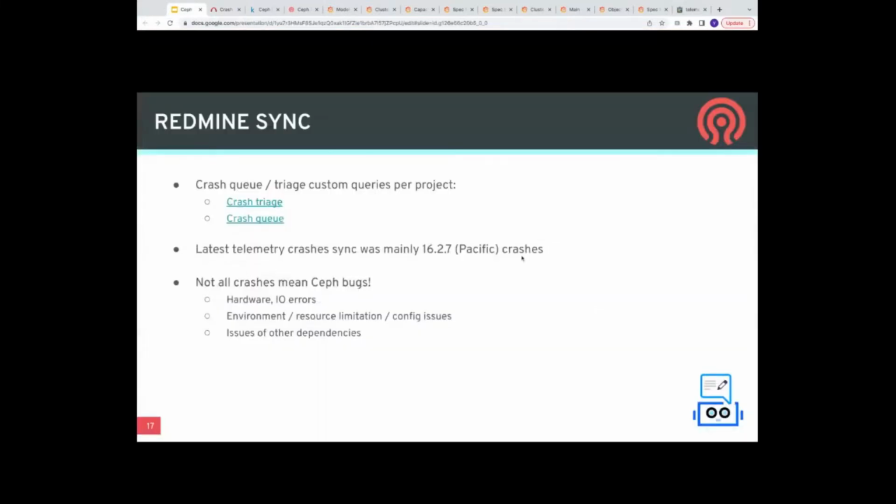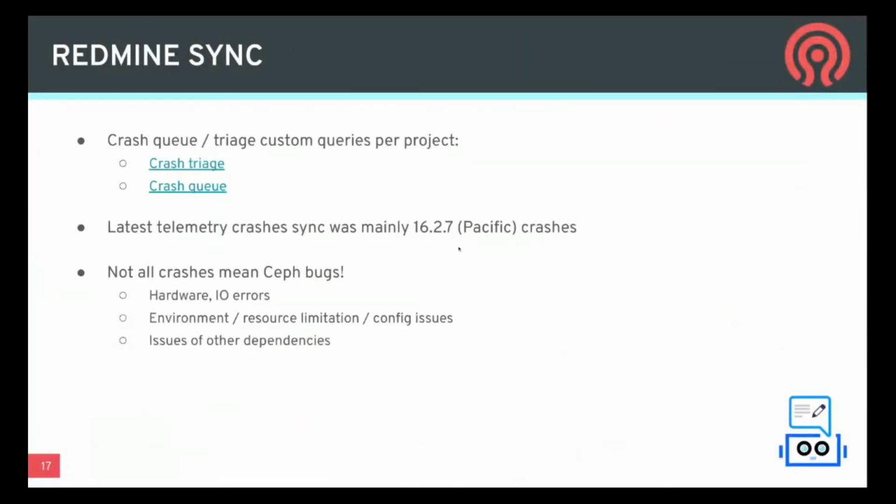The latest telemetry crashes sync that we had was mainly for 16.2.7 crashes. And it's very important to emphasize here that not all crashes mean Ceph bugs. It could be hardware issues, it could be environment or resource limitations or configuration issues, or it could be issues with other dependencies as well. So there might be many signatures synced with Redmine, but they not all represent real Ceph bugs. It's really important to emphasize that.